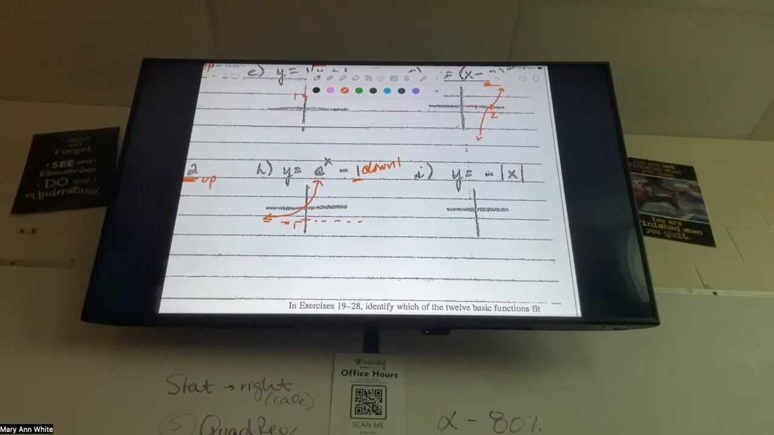All right, and then I've got what kind of graph here? Absolute value. What does that negative do? Flip it. So I'm gonna make it an upside down V.